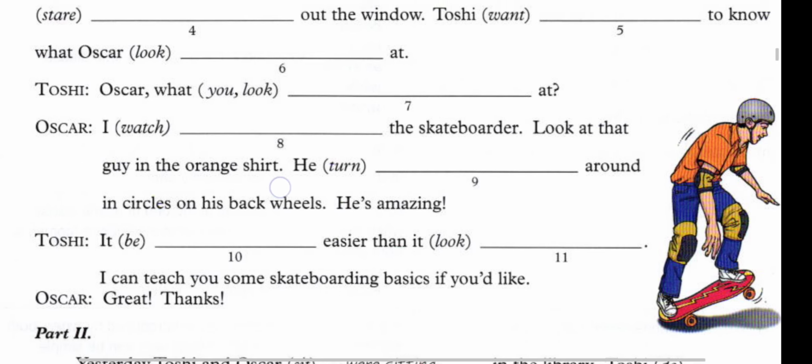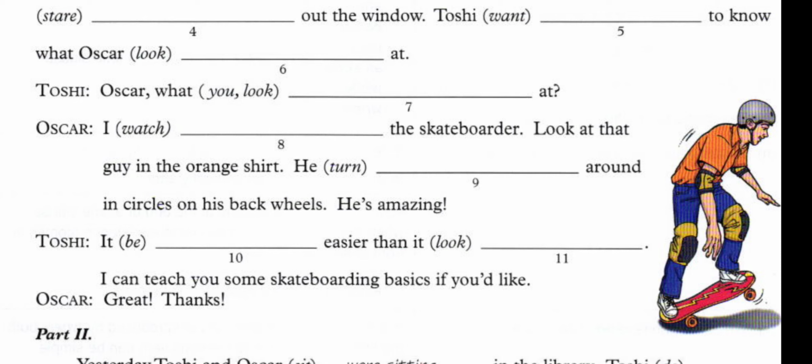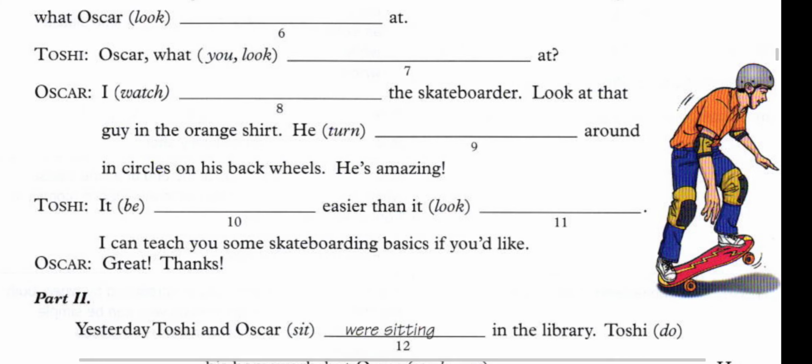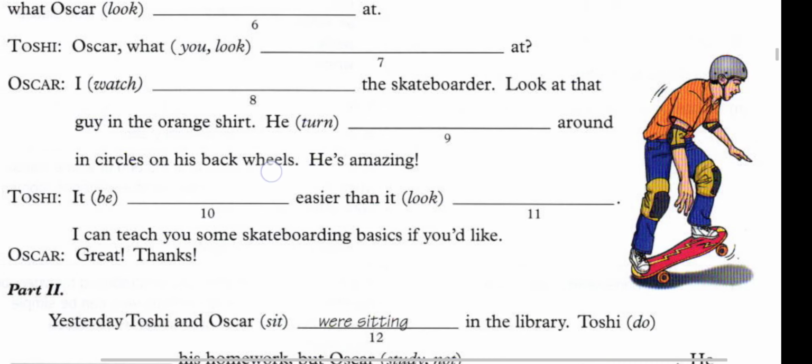Now Oscar will answer. If the question here is in the present continuous, the answer should be in the present continuous too. I am watching, number 8, I am watching the skateboarder. I'm watching the skateboarder. Look at the guy in the orange shirt. So here there is still talking. Whenever you understand that two people are talking at the moment of speaking, then we need to use the present continuous, especially when they're describing something or referring to something. Look at that guy in the orange shirt.